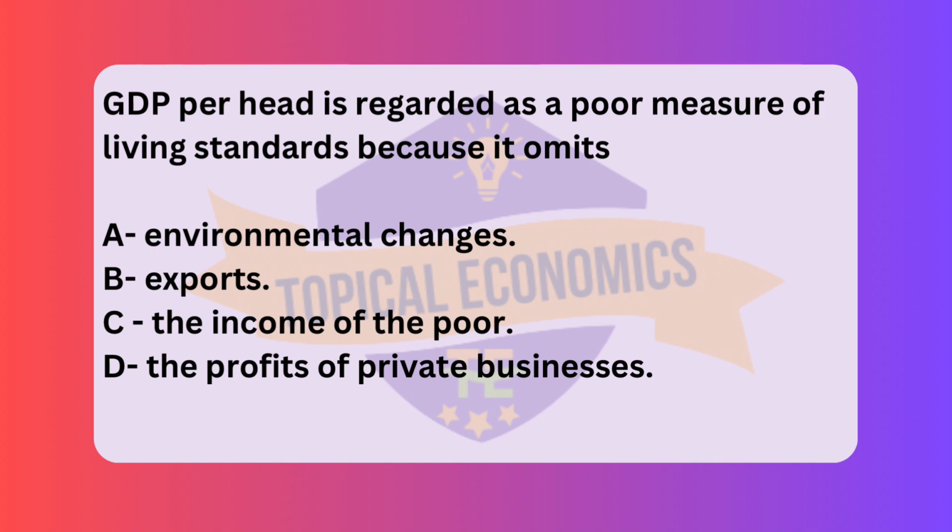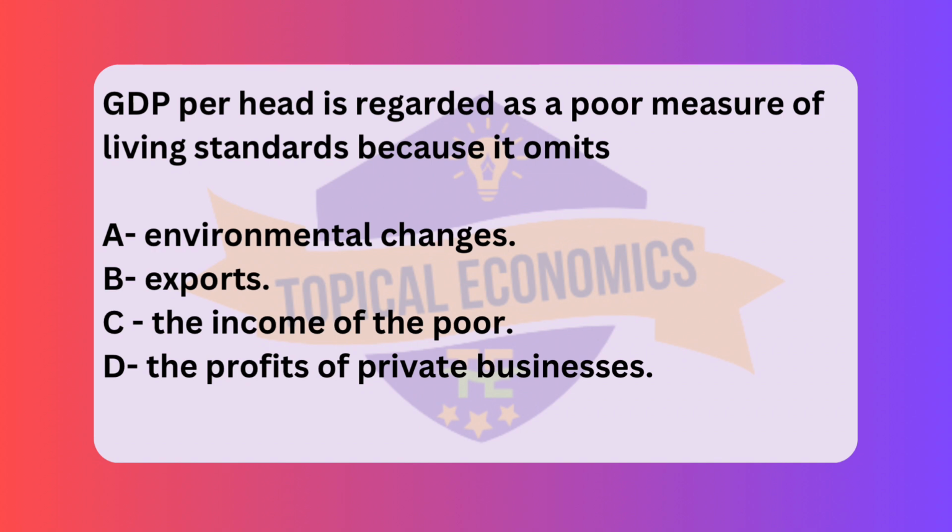Next, option C, the income of the poor, is also incorrect. While GDP per head is an average and does not show income inequality, it does not specifically omit the income of the poor. However, it fails to capture the distribution of income. The real issue is that GDP per head may not reflect how income is distributed within a country, but it does not omit the income of poorer people altogether. For example, GDP per head will still increase if the rich are getting richer, even if the poor are not benefiting.